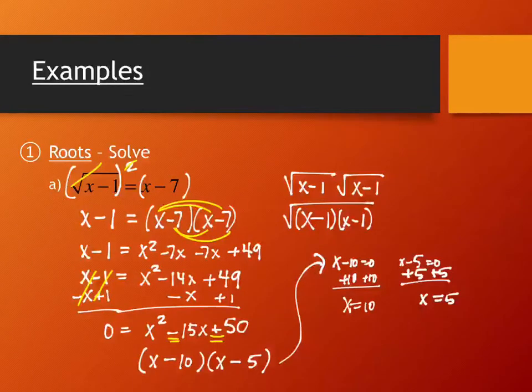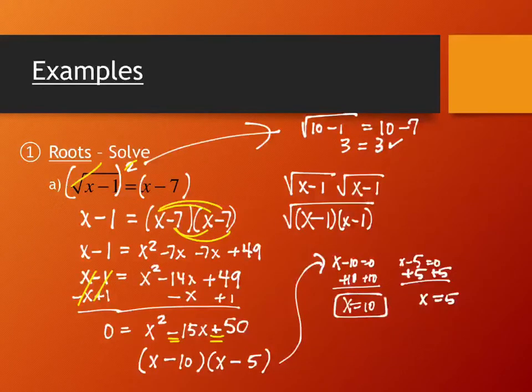If I plug the number 10 into the original equation, I have the square root of 10 minus 1. That's fine, I have a positive underneath the radical. On the left-hand side, I have 10 minus 7. What is 10 minus 1? 9, and the square root of 9 is 3. And then 10 minus 7 is 3. So it works for 10. 10 is definitely a solution, no question. Now I need to go back and do the same thing with the number 5.